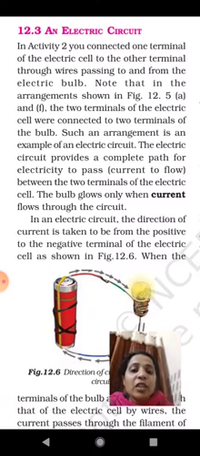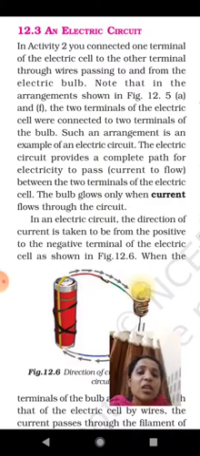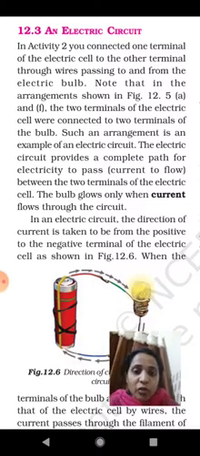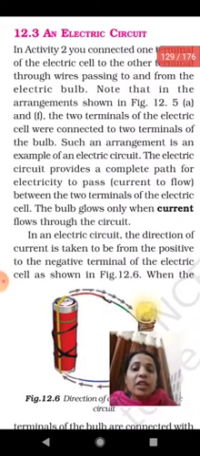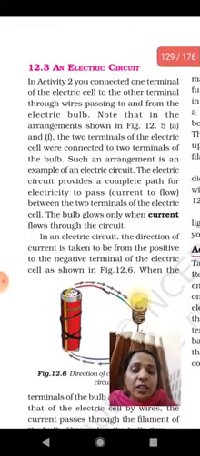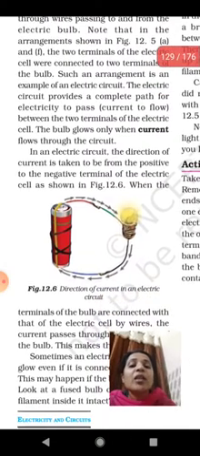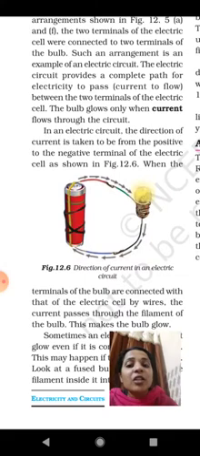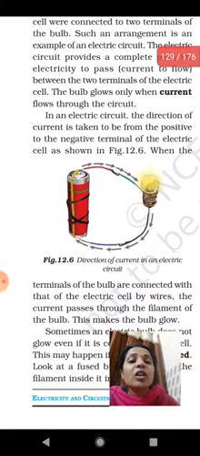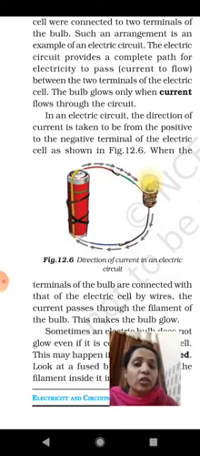The electric circuit provides a complete path for electricity to pass between the two terminals of the electric cell. See what they are telling, that the electric circuit provides a complete path for electricity to pass between the two terminals of the cell. The bulb glows only when the current flows through the circuit. What they are telling, that the bulb glows when the current flows through the circuit. If the current does not flow through the circuit, then the bulb will not glow.